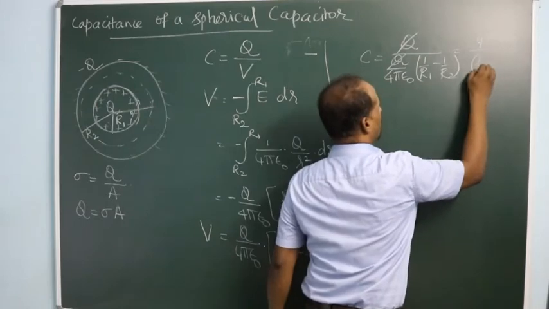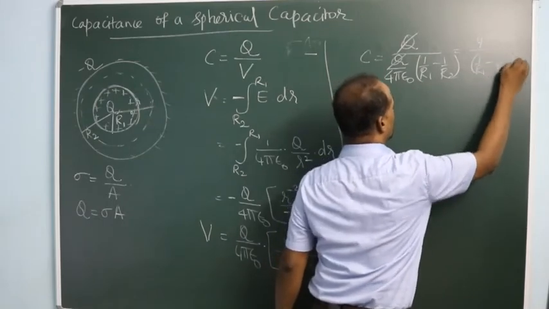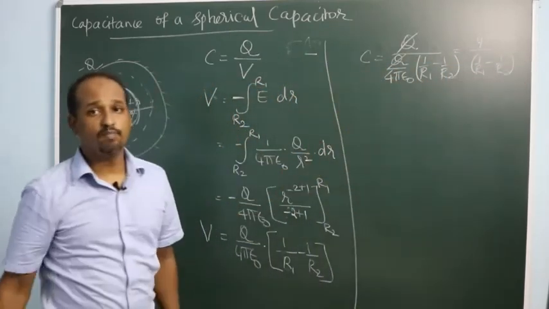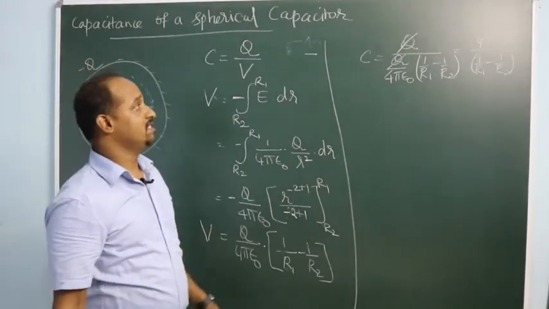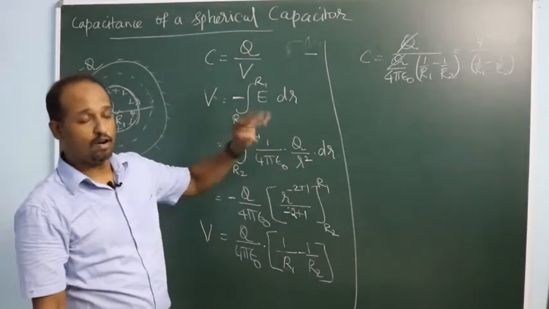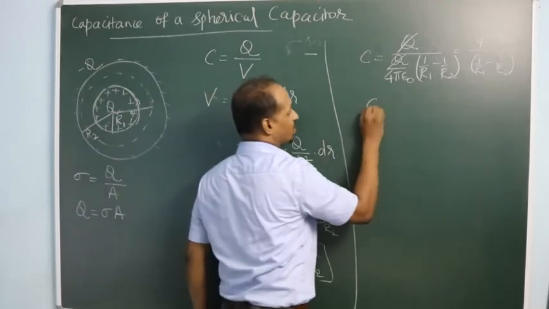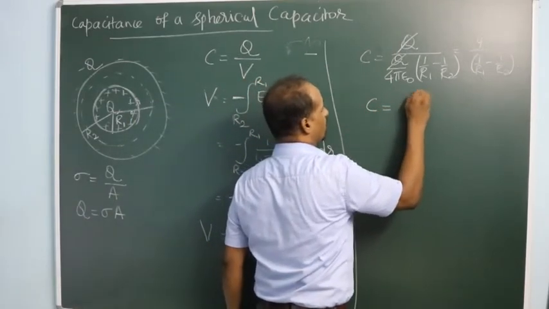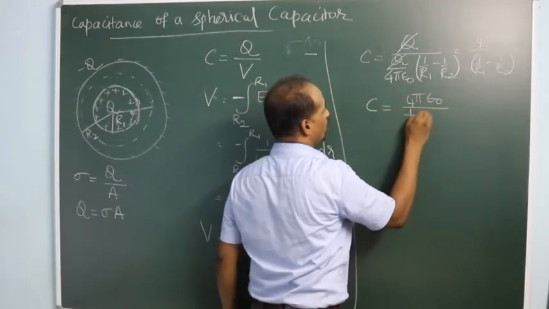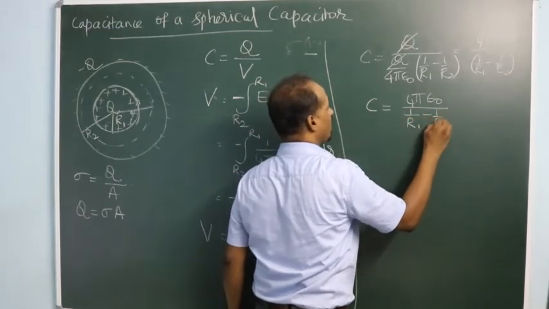by 1 by R1 minus 1 by R2. This is a very important relation. Please remember, a lot of questions have been asked on this in competitive exams. The capacitance of a spherical capacitor is 4 pi epsilon naught by 1 by R1 minus 1 by R2.